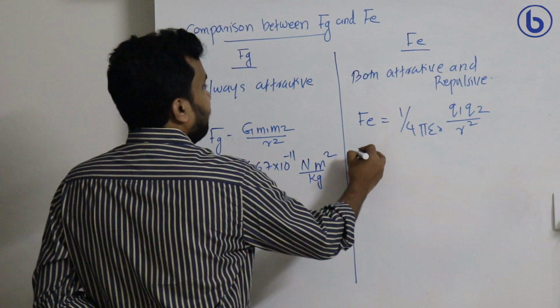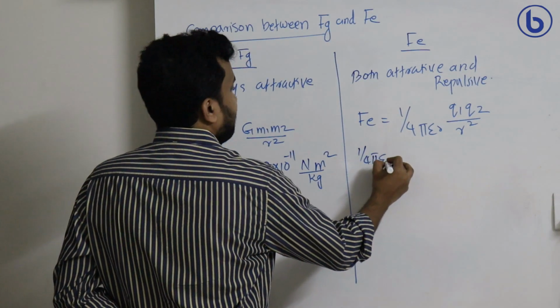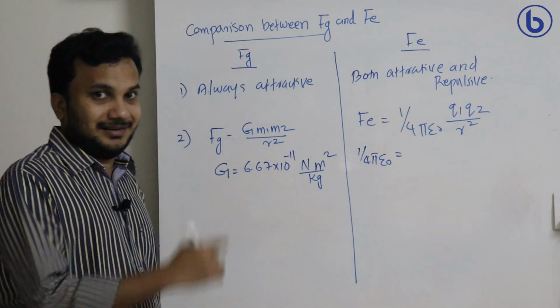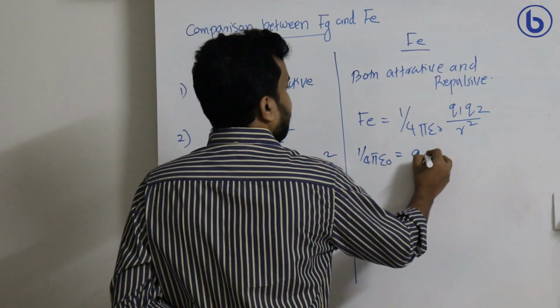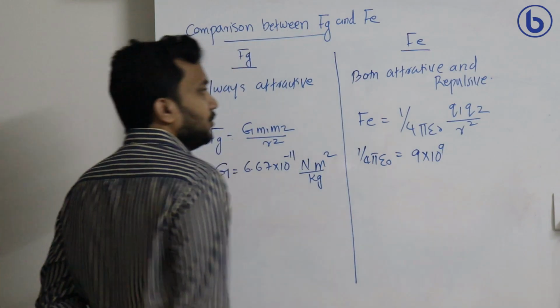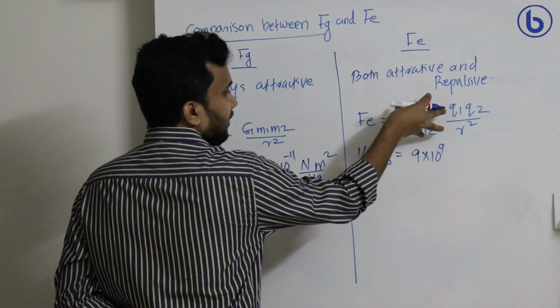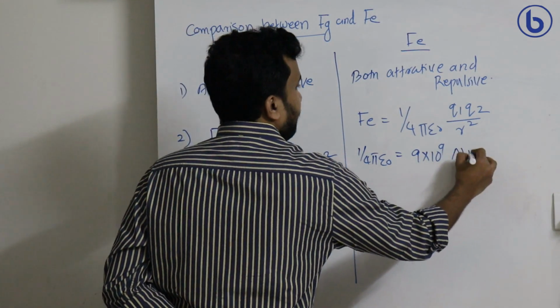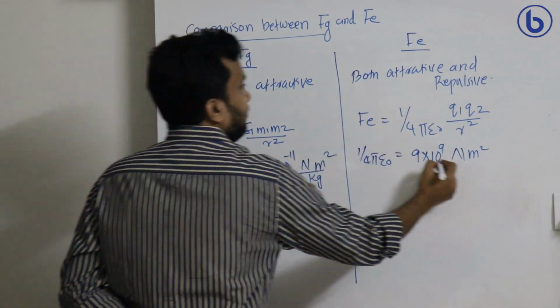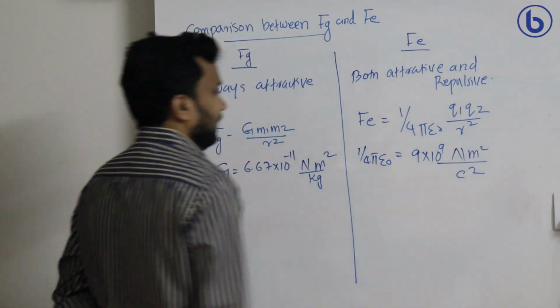Similarly, you know the value of 1 by 4 pi epsilon 0. Last class we did not write the value, so you can note it down. 1 by 4 pi epsilon 0 equals 9 into 10 power of 9. What is the unit of this? Same thing. If I keep 1 by 4 pi epsilon 0 alone, what will come? Newton, and r square will come as meter square divided by coulomb square.